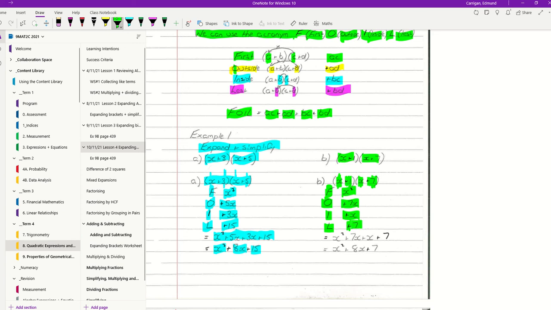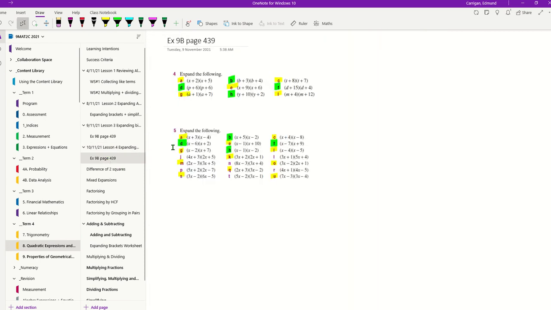Bring them all together: x squared plus 7x plus x plus 7. Group them together: x squared, 7x plus x is plus 8x, plus 7. Now, that is the first chunk. For the first chunk, do these first exercises in question 4. I know they're the same as yesterday's or last lesson's exercises, but do them this different way.